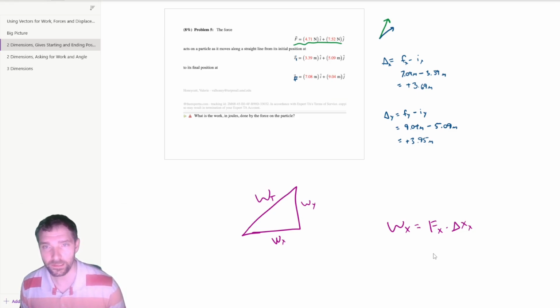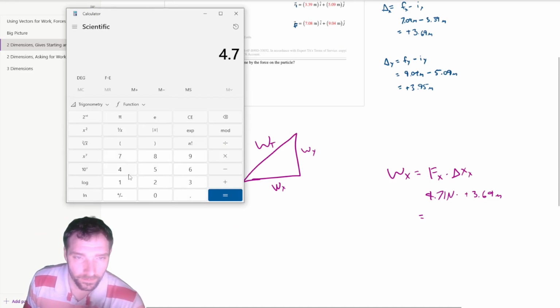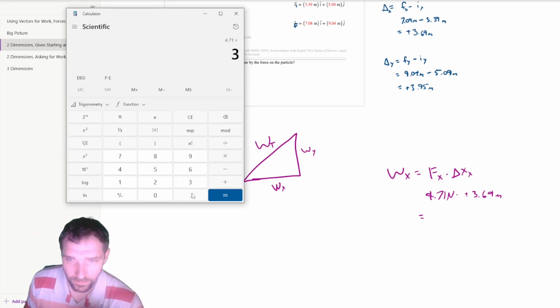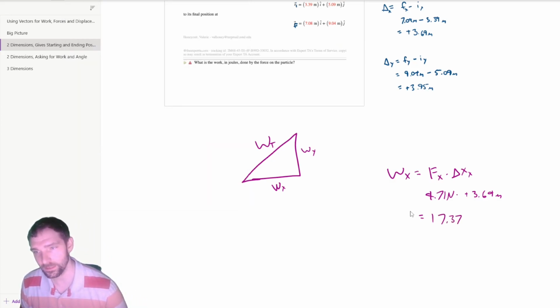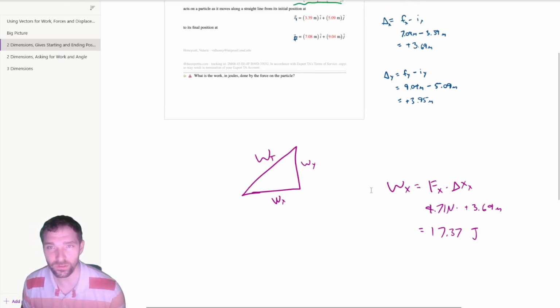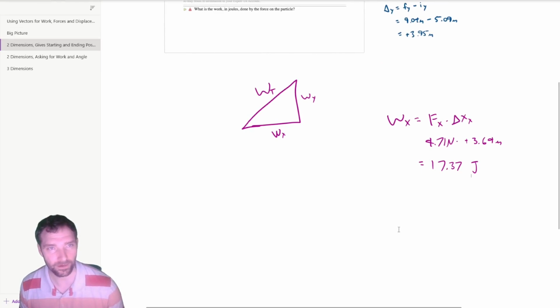So we've got the force in the x-axis. That's going to be 4.71 newtons times a displacement in the x-axis of plus 3.69 meters. And we can solve for that as a number now. And we've got 17.37 joules. Just got to add a couple extra sig figs on because this should be in the end 3 sig figs. But we just want to get that as the final step. Do the rounding as your final step for reported numbers.